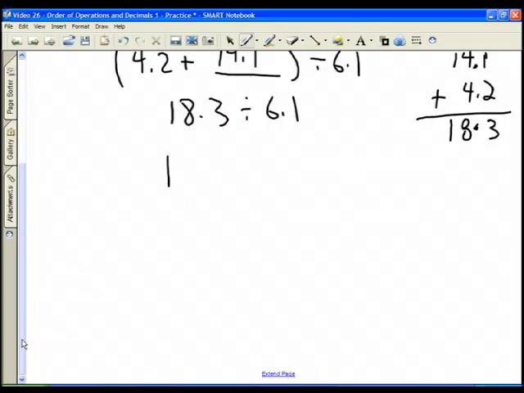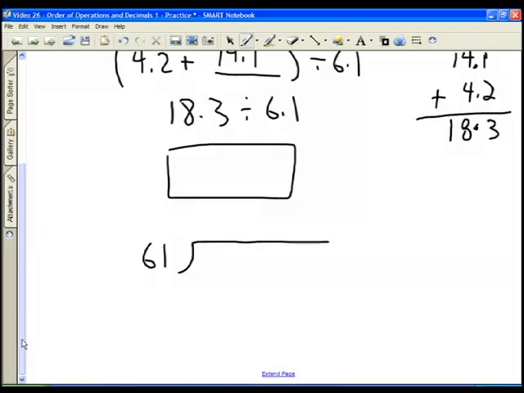So again, I'm going to leave a spot for my answer here, and instead of dividing 6.1, I'm going to make it 61, and instead of 18.3, I'm going to make it 183. I add some zeros and see what happens. And 6 goes into 18, if I just look at these first two, 3 times. So I'm going to try 3 and see what happens.